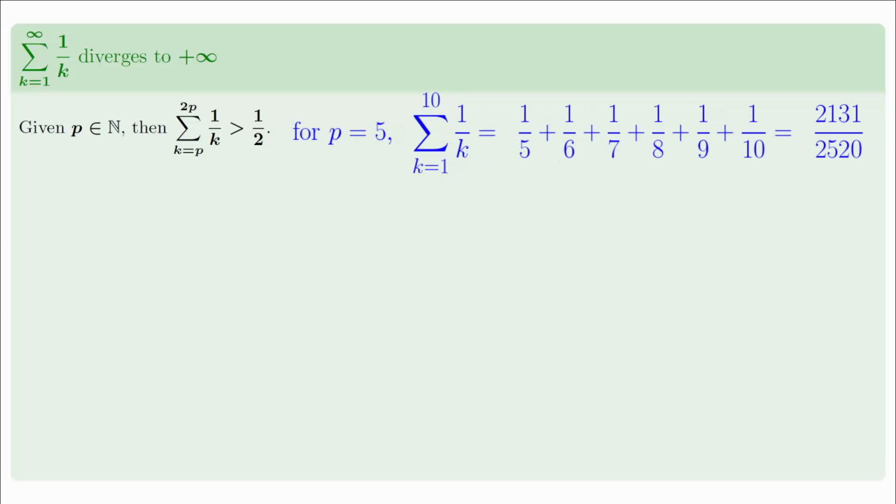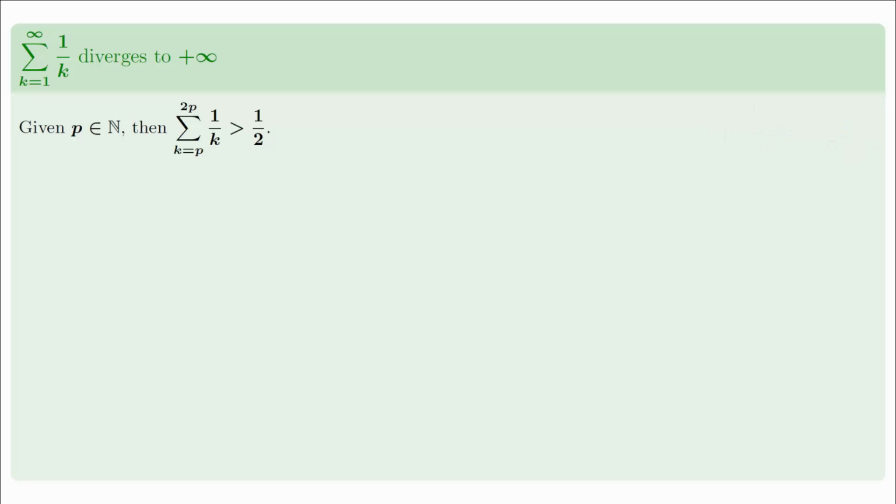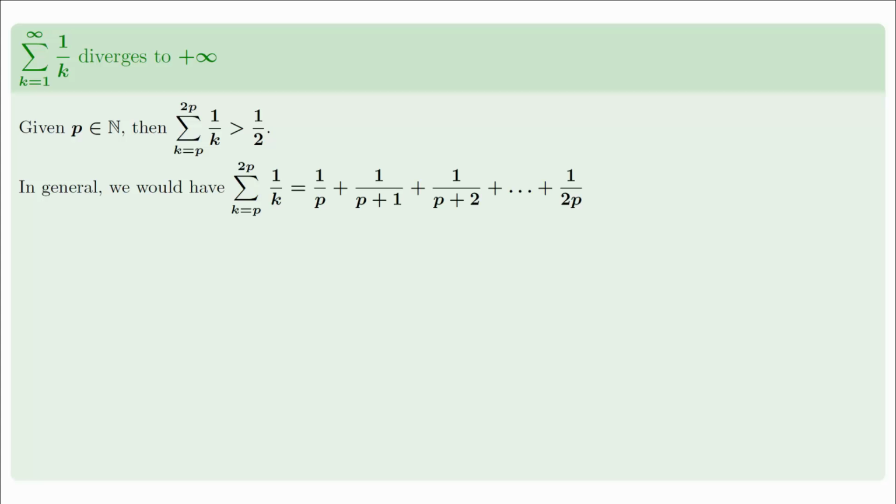For p equals 5, 2p is 10, so I add up all the reciprocals of natural numbers between 1 over 5 and 1 over 10. And when you do that, you get 1627/2520, which is still bigger than a half. In general, when you add up 1 over k, starting with k equals p and stopping at k equals 2p, you have 1 over p plus 1 over p plus 1, and so on, up to 1 over twice p.